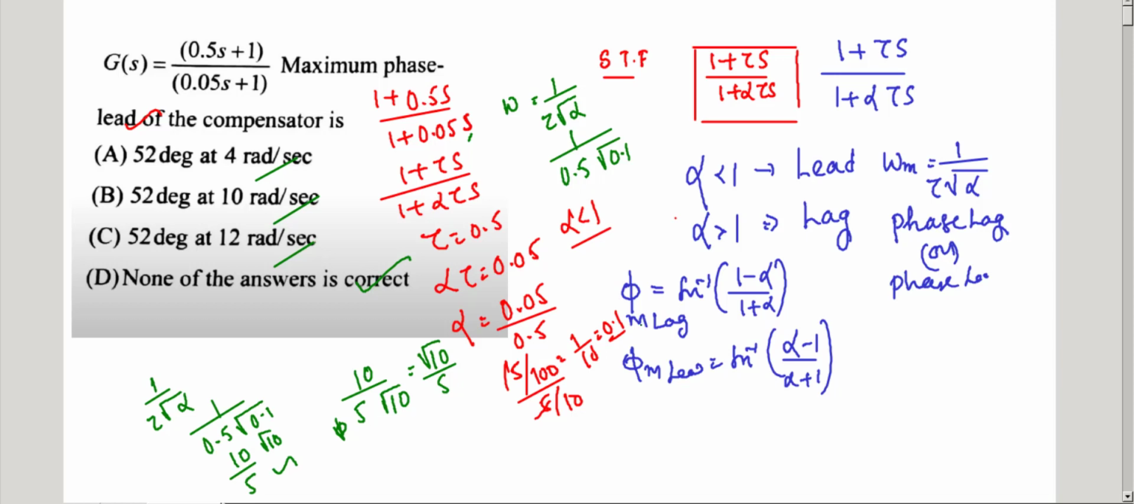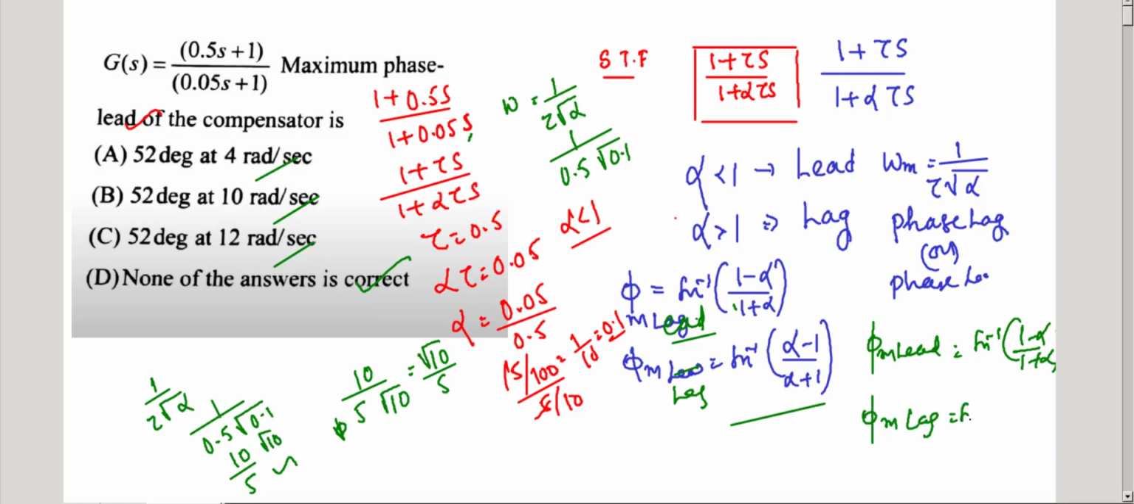So none of the answers is correct. Okay, so for lead, make an adjustment here. Phi max of a lead compensator is sin inverse of (1 minus alpha) by (1 plus alpha), and phi max of a lag compensator is sin inverse of (alpha minus 1) by (alpha plus 1). Okay, the answer is right. So option D is the correct answer.